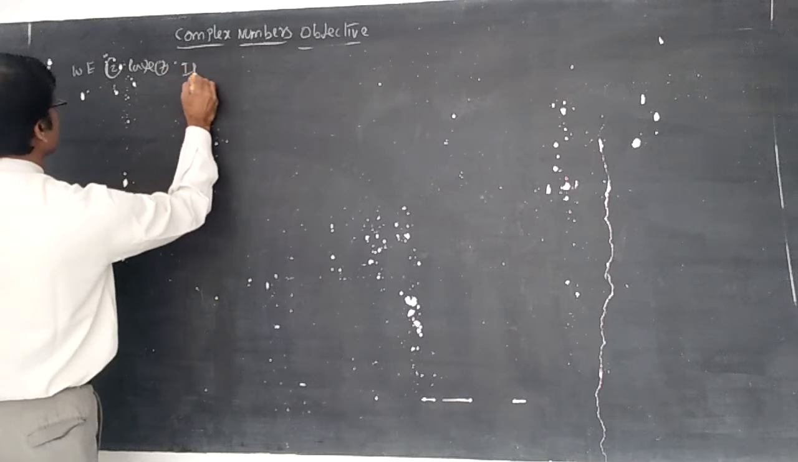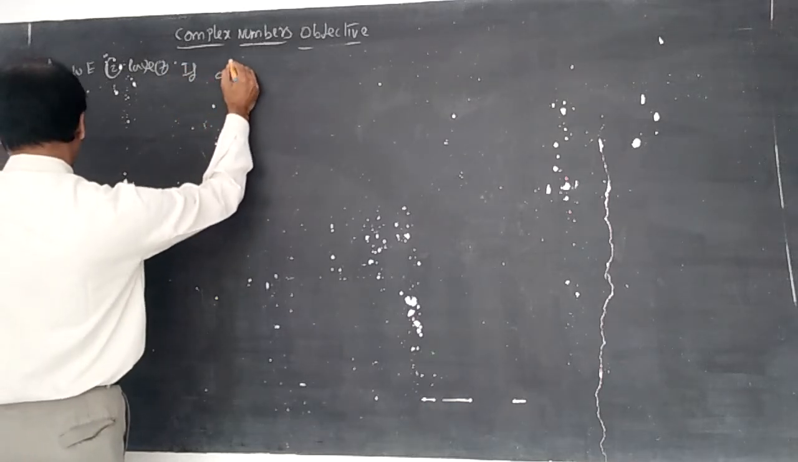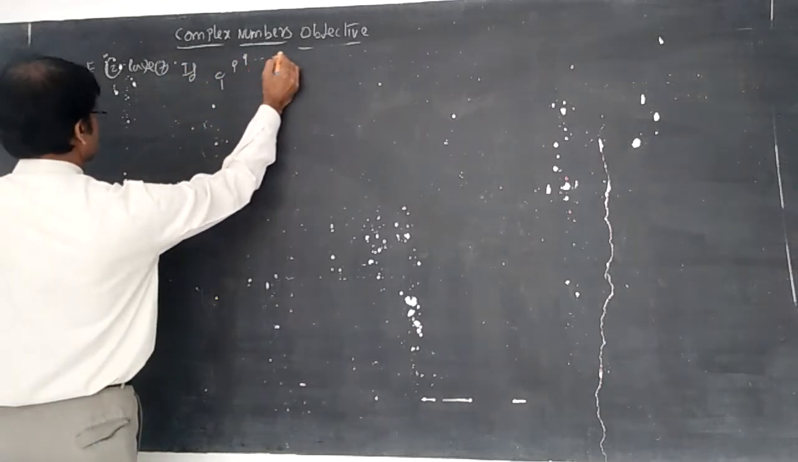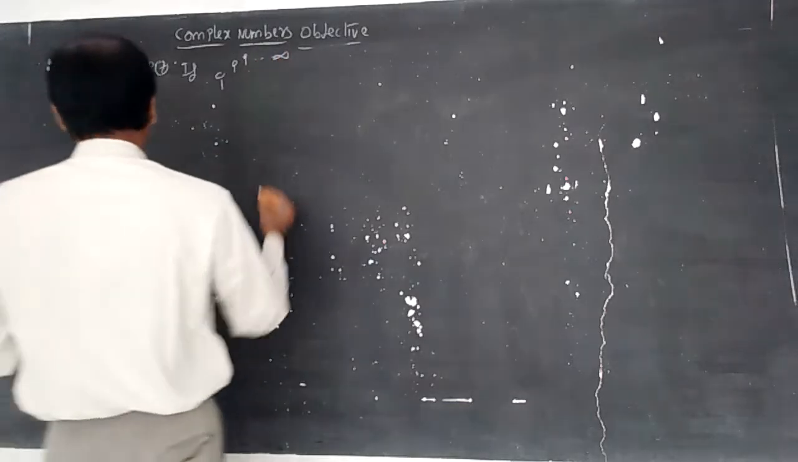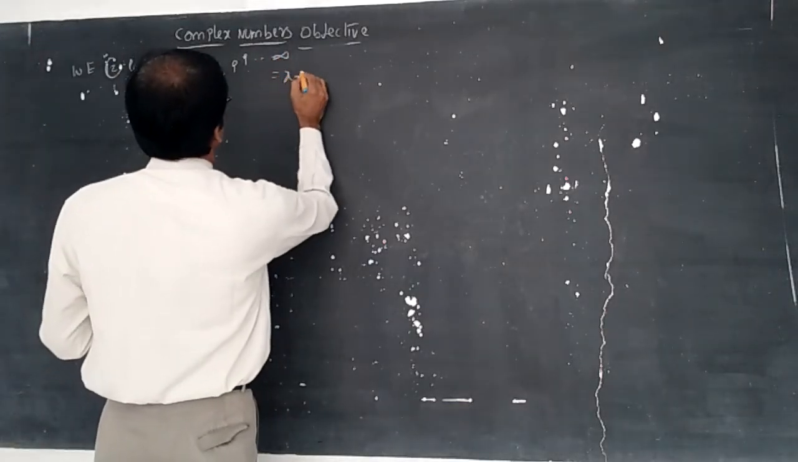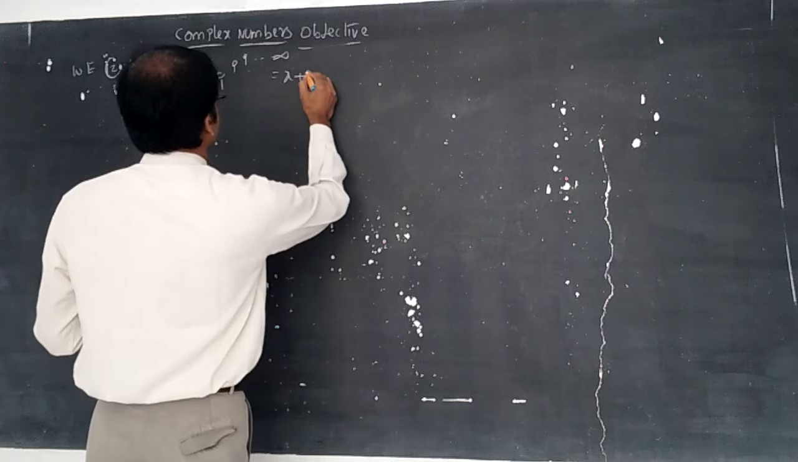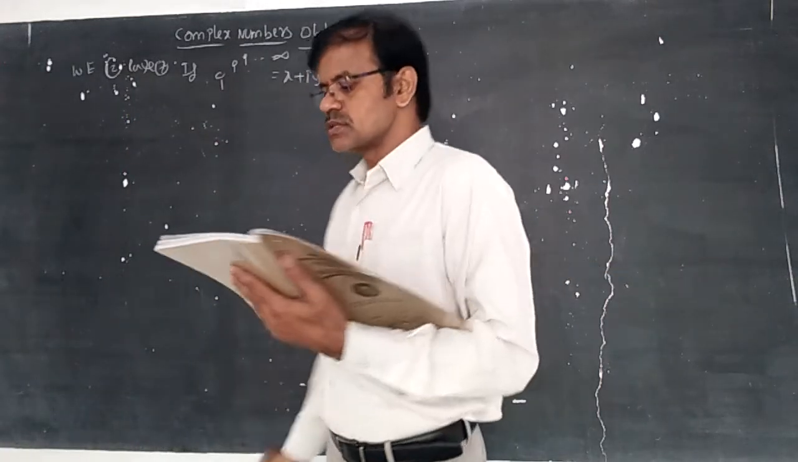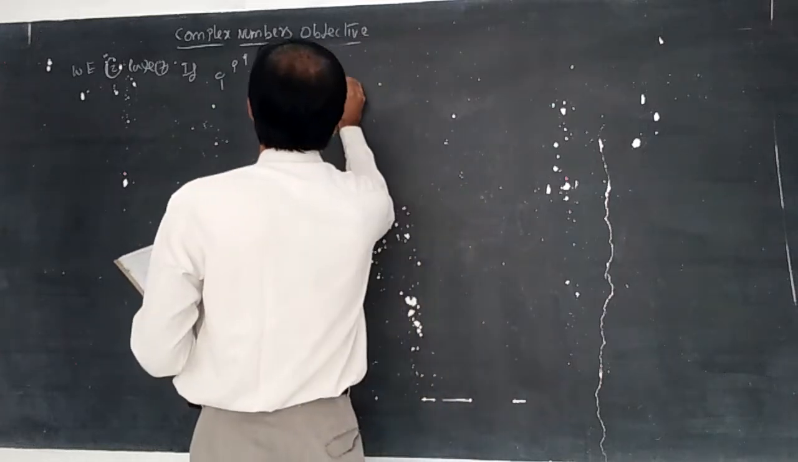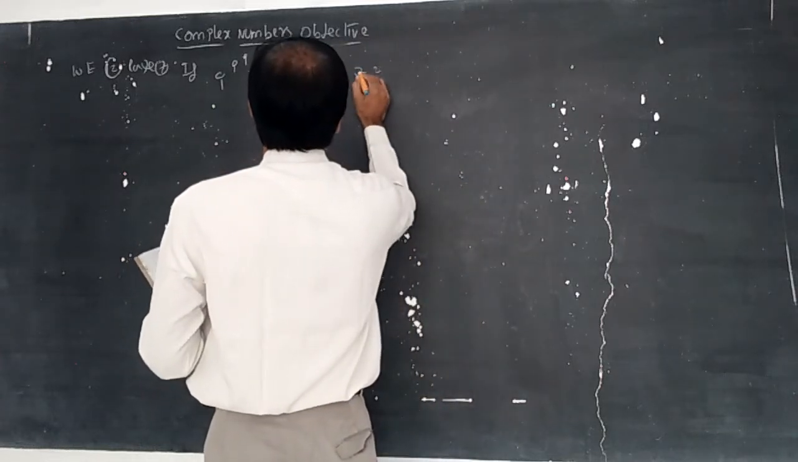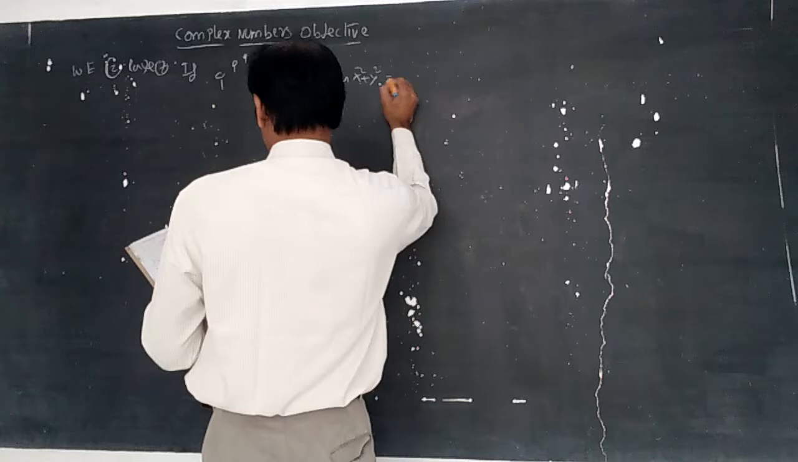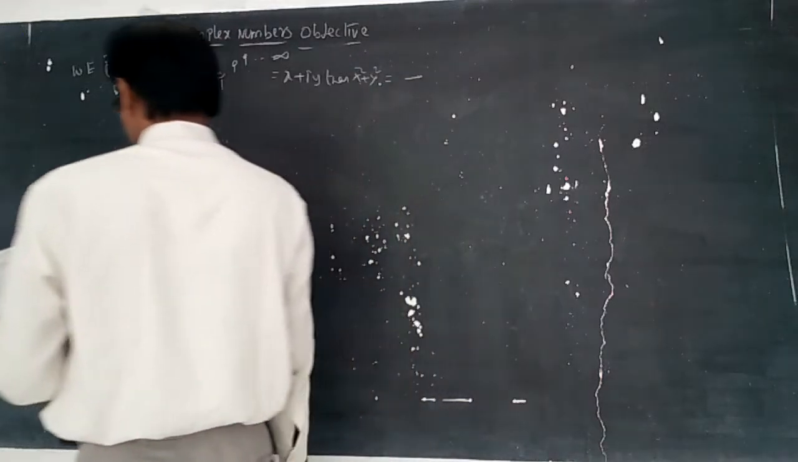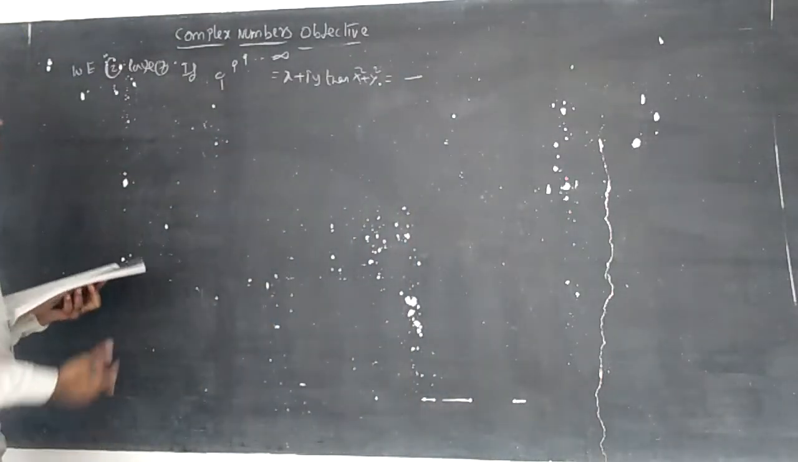If i power i power i, and so on to infinity, is equal to x plus iy, then what is the value of x square plus y square?